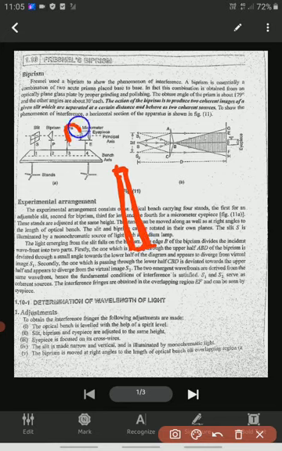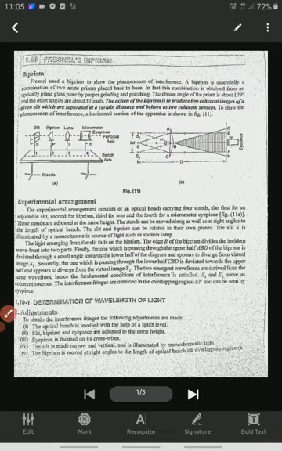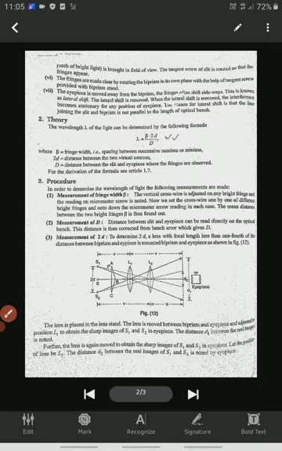We know monochromatic light is nothing but a single color. The biprism is moved along the length of the optical bench. These are the adjustments of the biprism apparatus. And next adjustment.